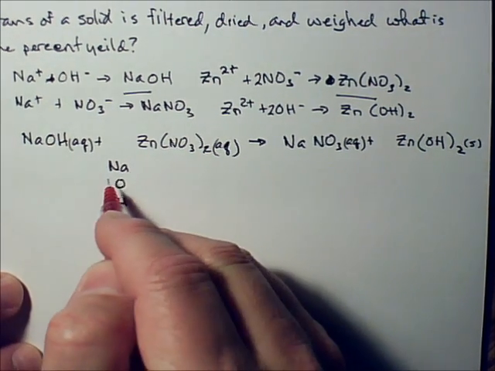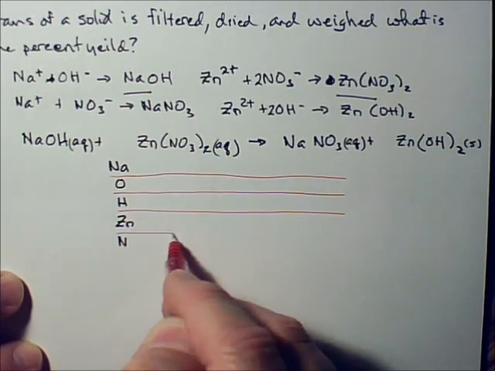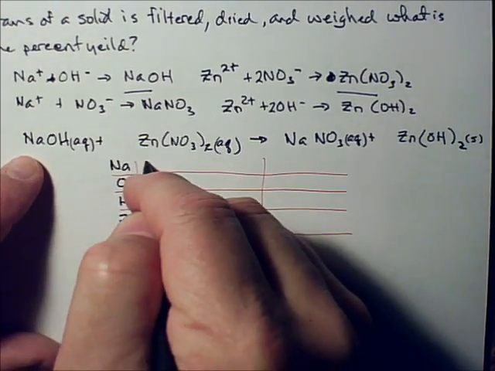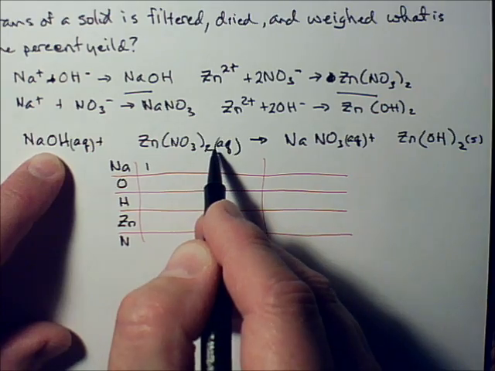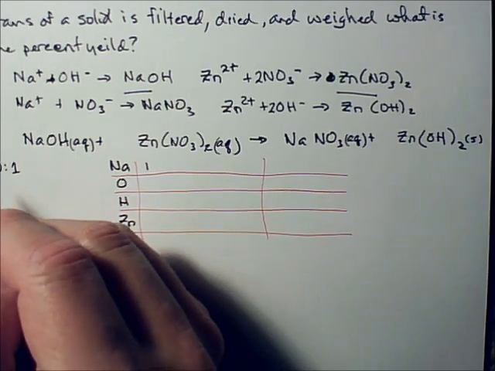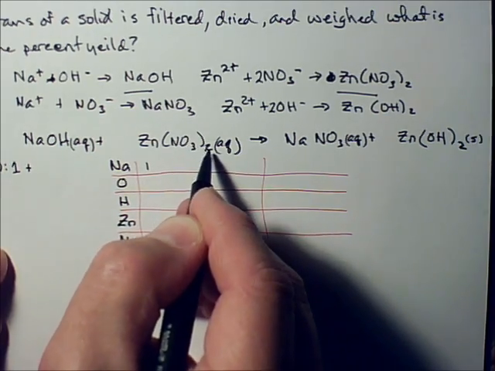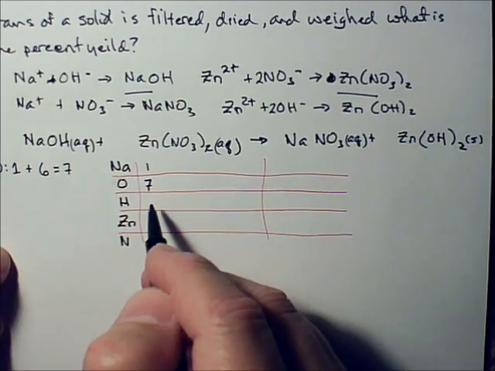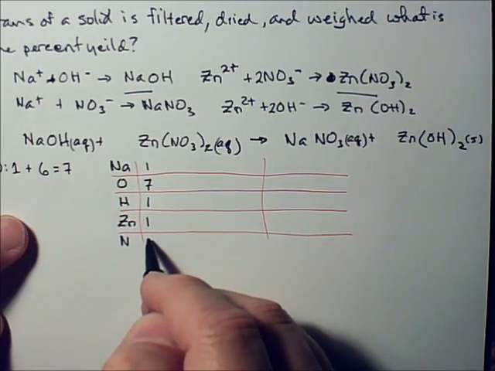And we make the grid for the atom inventory. And we count the elements we have. We've got 1 sodium, 1 oxygen here, but over here we have how many oxygens? 6. If you can't keep up with that in your head, and please don't feel bad if you can't, I have to write them down separately very often, especially if I'm tired. So 1 plus, and then 3 inside the parentheses times the 2 gives us 6. So that's a 7 total oxygens on this side. I've got 1 hydrogen. I've got 1 zinc, and I've got 2 nitrogens.